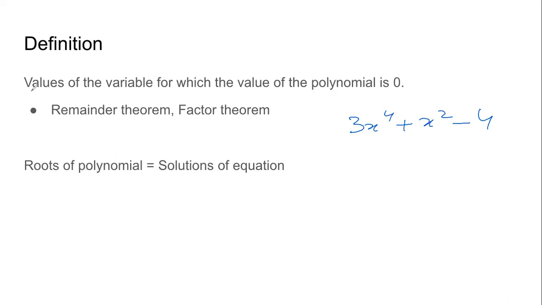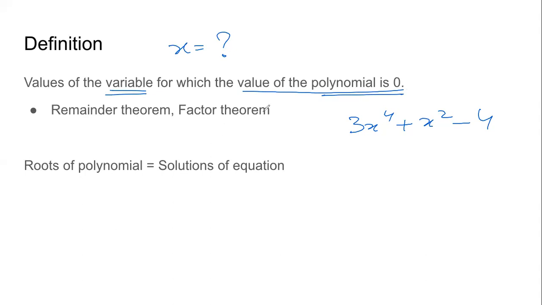We are saying value of the variable. So here the variable is x. Some value of x for which the value of the polynomial is 0. For which value of x will the entire polynomial become 0? That is the meaning of root.